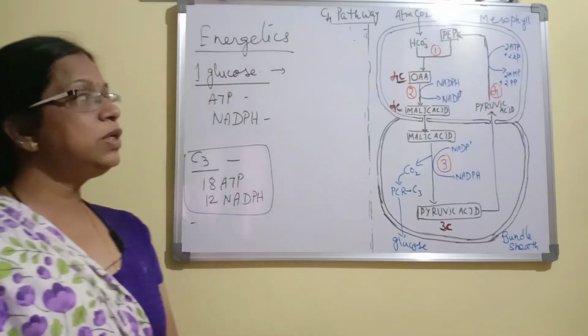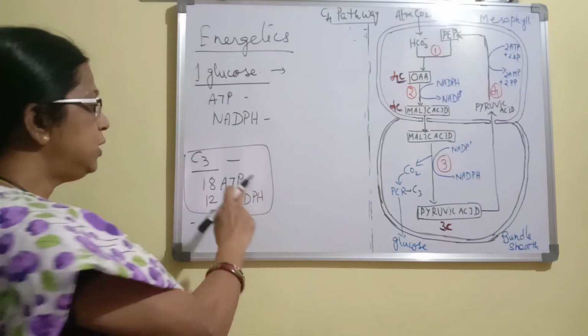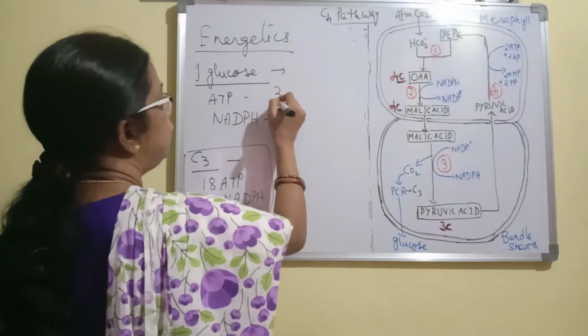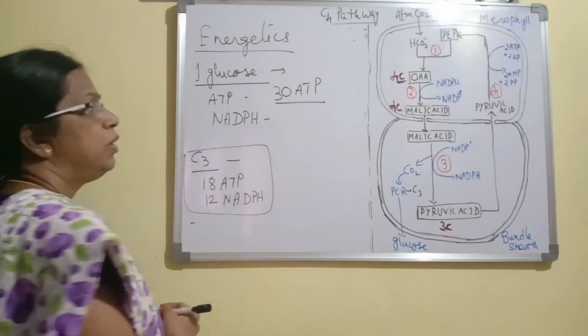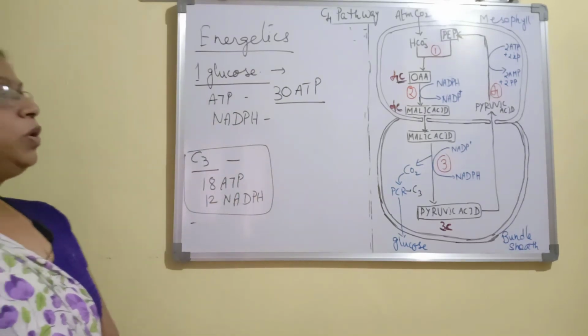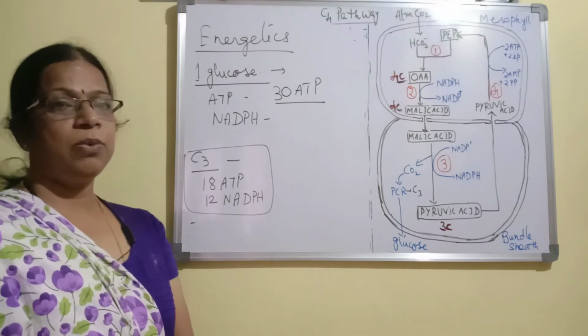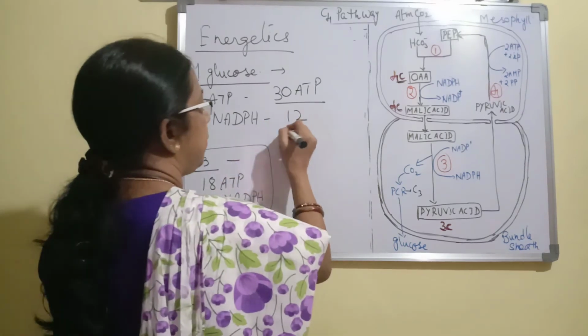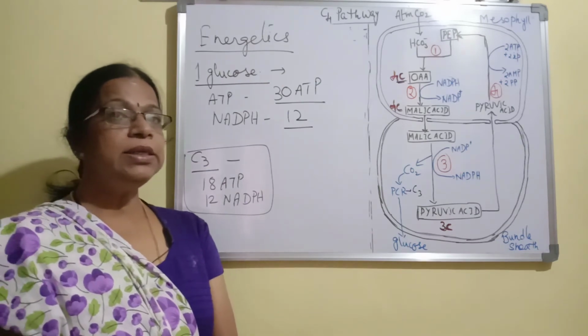So for a total of 6 carbon dioxide, 12 ATP are required in excess. So this 18 plus 12, a total of 30 ATP are required for 1 glucose molecule. For synthesis of 1 glucose molecule here, 30 ATP are required. NADPH is the same, 12 NADPH are required. So that is the energetics.